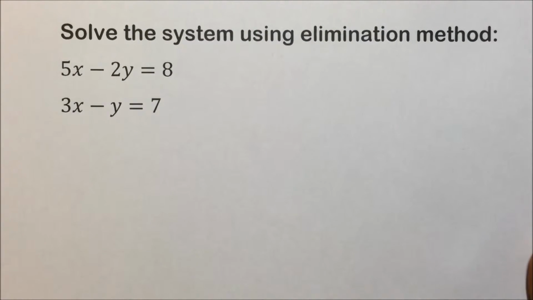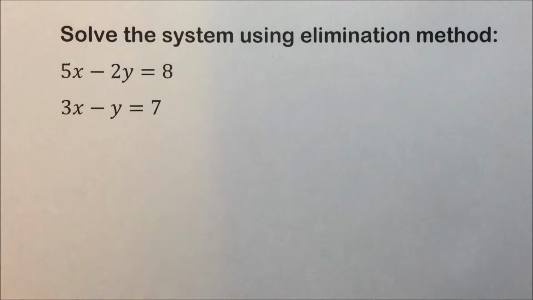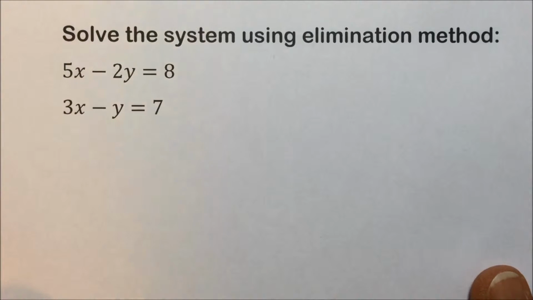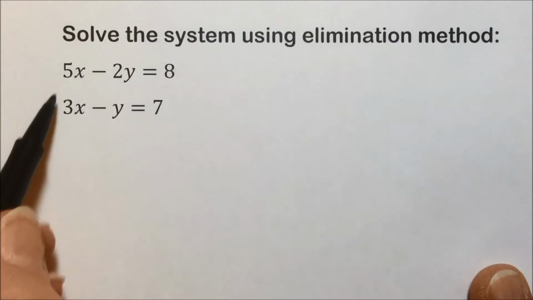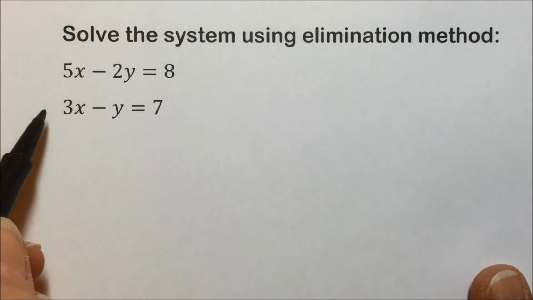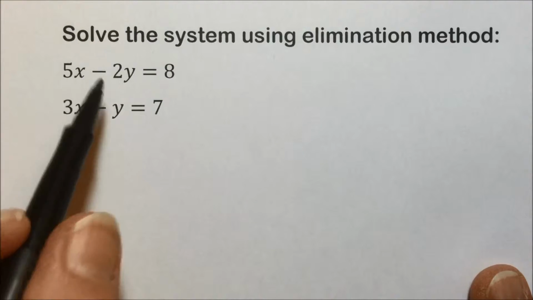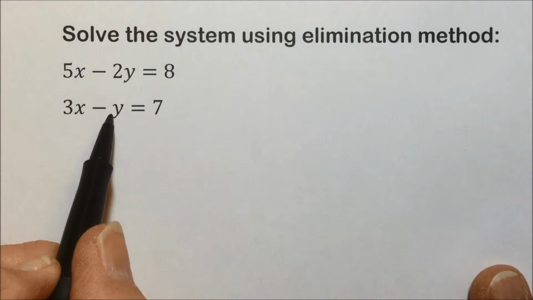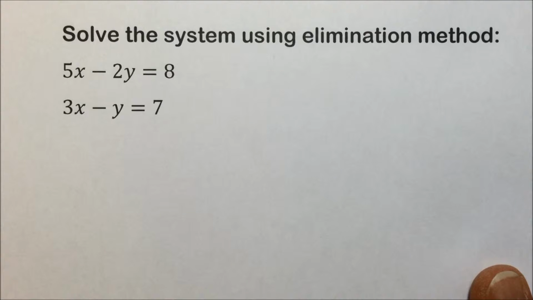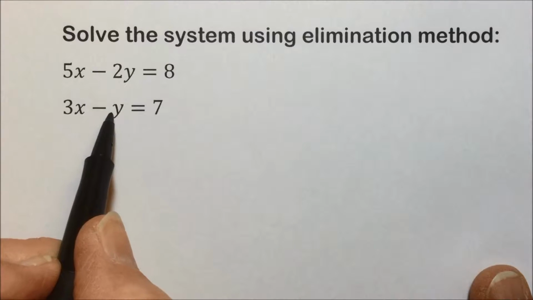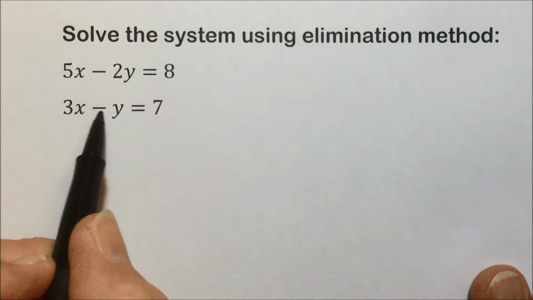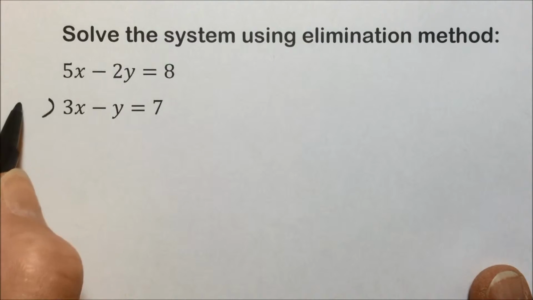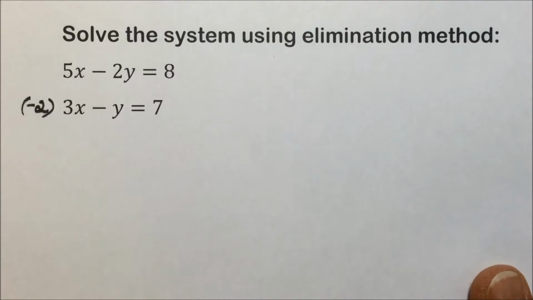Not all systems work out so that the variables automatically cancel out when we add. So we have to use the multiplication property, maintaining equality. In this case, if this y, for example, was only a positive 2, we could add these two equations together. Well, no problem. If we multiply this by a negative 2, we'd have a negative times a negative, a positive 2y. To do that, we just need to maintain equality by multiplying every term by that value.